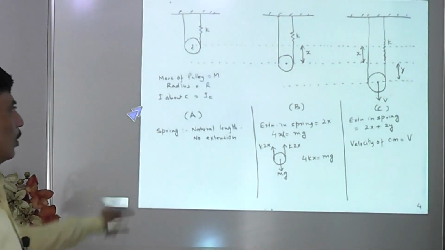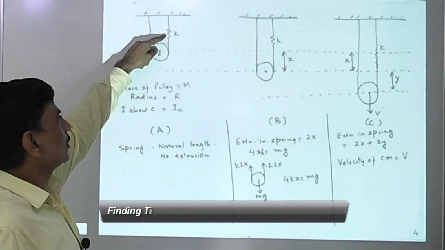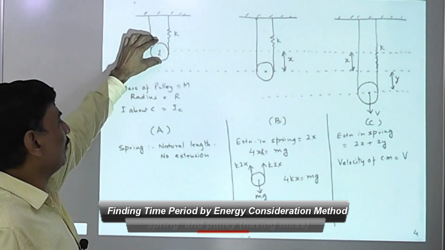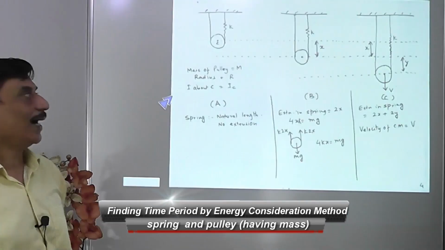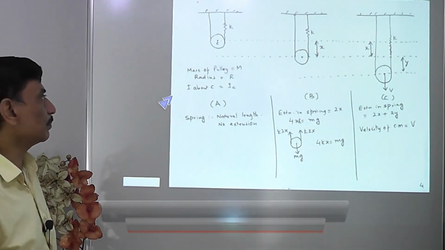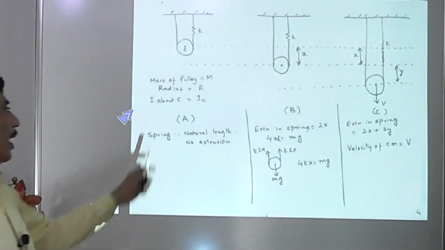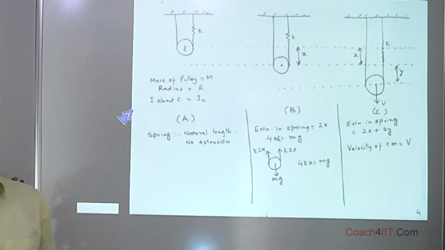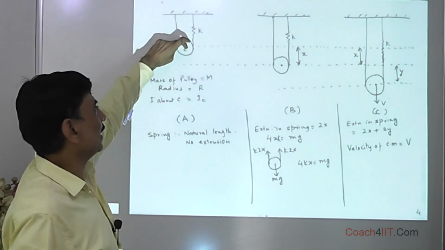In this example, we have a pulley. This is a spring of spring constant k, and we have now just fixed it. We have not released it. As a result, the spring has its natural length. There is no extension of the spring. The pulley has a mass m, radius r, and I_C, that is the moment of inertia of this pulley passing through its center of mass and perpendicular to its plane.